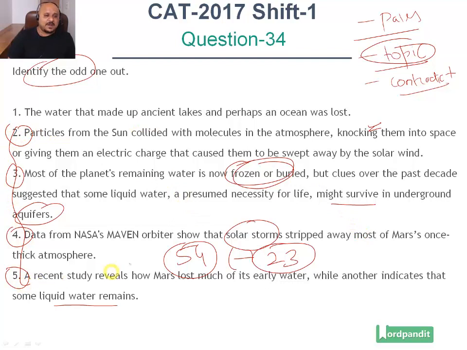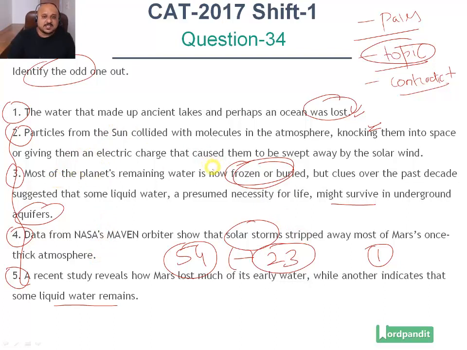and they explain to you what has happened with the water. Statement number 1, why is it the odd one out? The water that made up ancient lakes and perhaps an ocean was lost. Now it's all of a sudden talking about water lost. Remember, we've already accounted for the water, right?